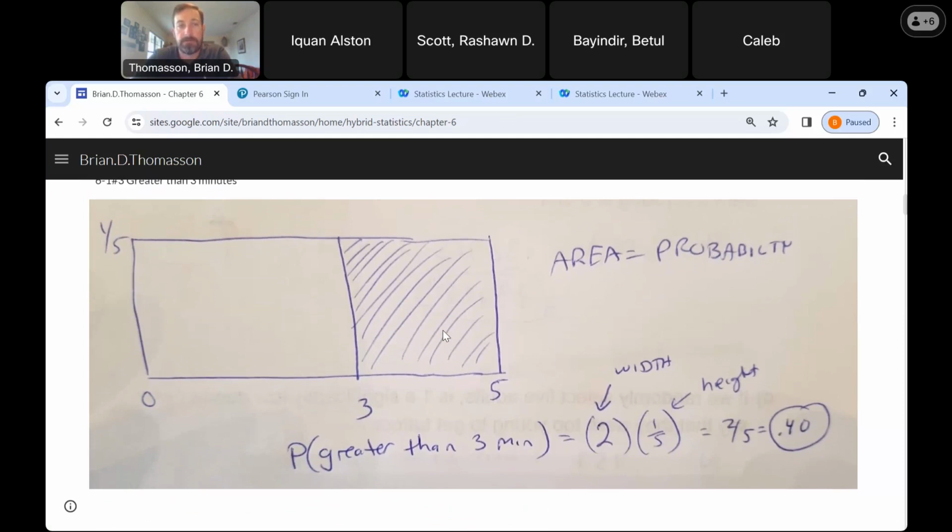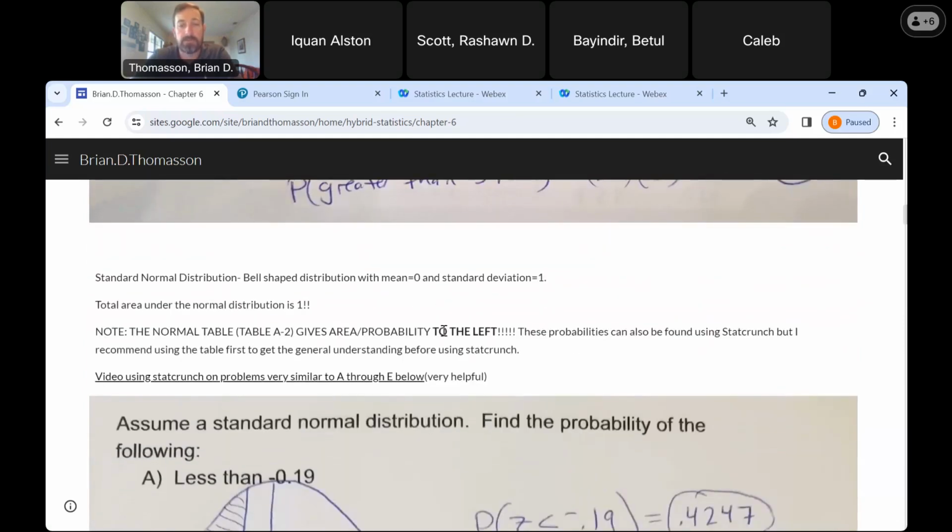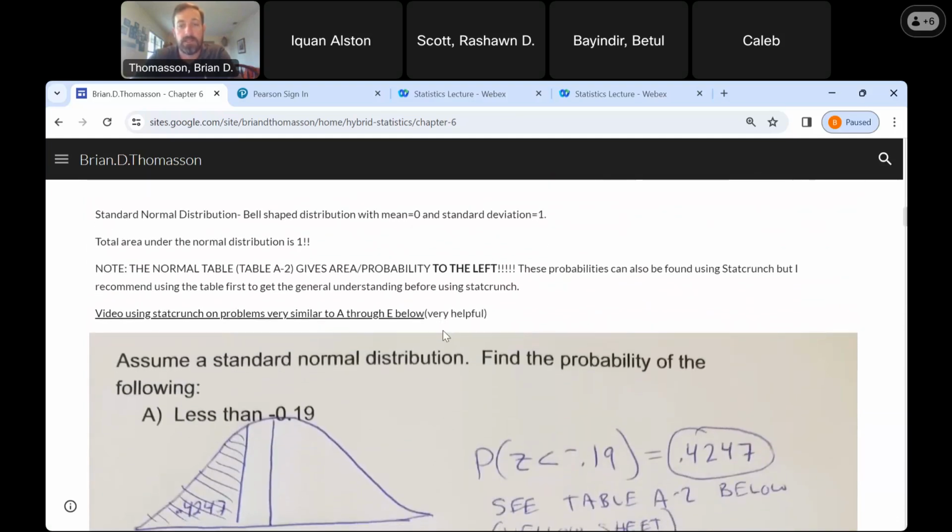So what we're trying to learn from that is that the area and the probability are one and the same. Now let's see what happens when we look at the standard normal distribution. And this is the heart of the chapter. So we're going to spend a lot of time on this normal distribution and make sure we understand this. If you guys have any questions, let me know. I don't think this is particularly hard, but it is very important for not only this chapter, but future chapters. So if you do have questions, please speak up, and I want to make sure all those are answered.